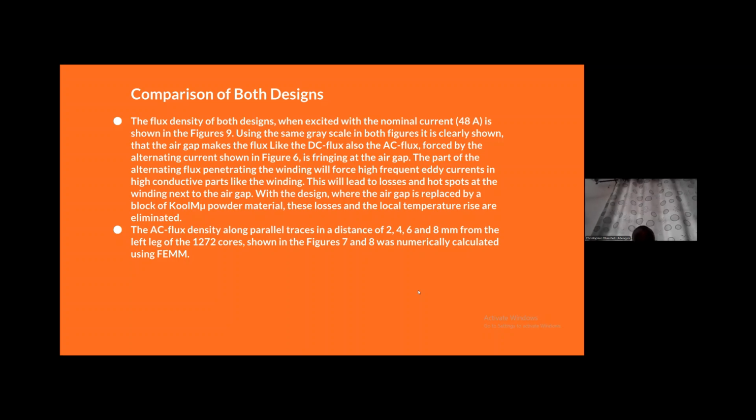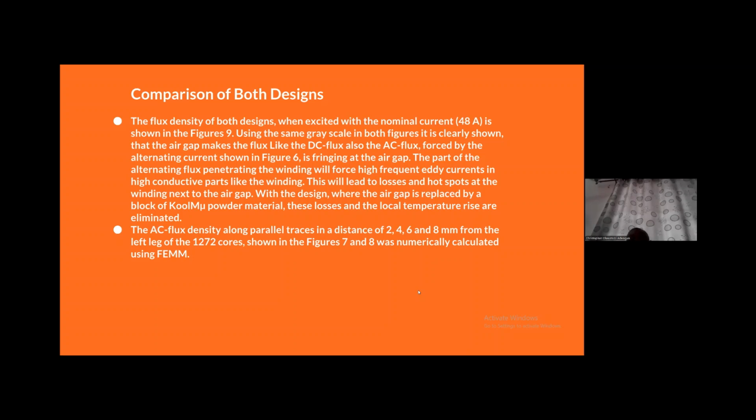So there shouldn't be differences. This shouldn't vary. So it should be the same. The size of both air gaps should be the same. So the path of the alternating flux penetrating the winding will force high frequent eddy currents in high conductive paths like the winding. This will lead to losses and hotspots at the winding next to the air gap. So with the design where the air gap is replaced by a block of cool Mu powder material, these losses and the local temperature rises are eliminated. So definitely there will be losses due to air gaps.